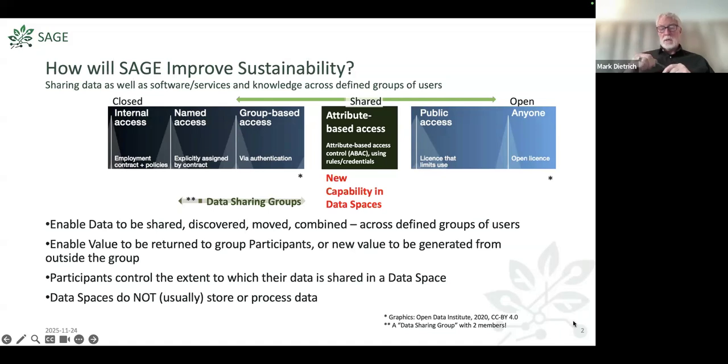So the thing, just to conclude, is we're adding one piece in the data space world, this attribute-based access. This wasn't originally in the Open Data Institute presentation, but that's essentially what we're creating as an additional capability. We will start in the Green Deal data space with data sharing groups to enable both named access and group-based access, and then we will extend it with rules-based, attribute-based access control to allow for broader data sharing with control. So that's our objective there.